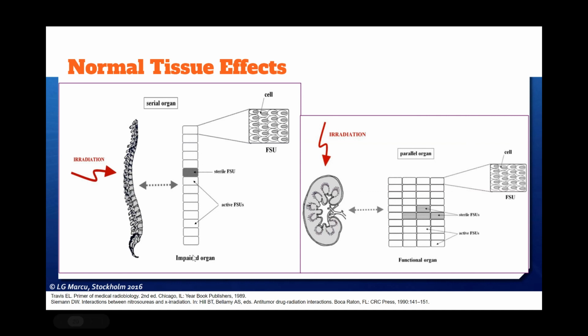Now, what we talked about as functional subunits can be arranged serially, like in the spinal cord. If one functional subunit gets injured, the other functional subunits basically become inactive and the whole organ becomes impaired. But in the lung, or in the kidney, where the functional subunits are arranged in parallel, some functional subunits might become sterile or get knocked out by radiation, but others would remain active and the whole organ as such would remain functional.